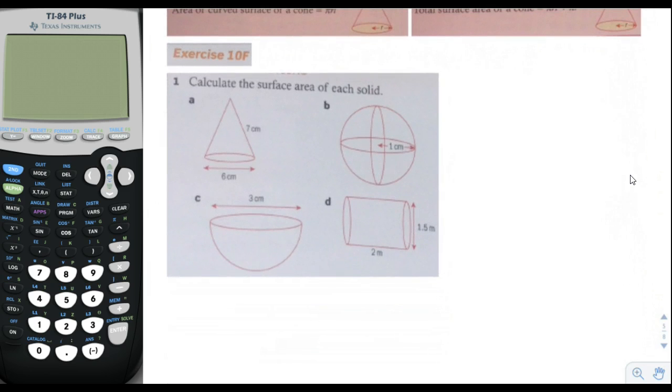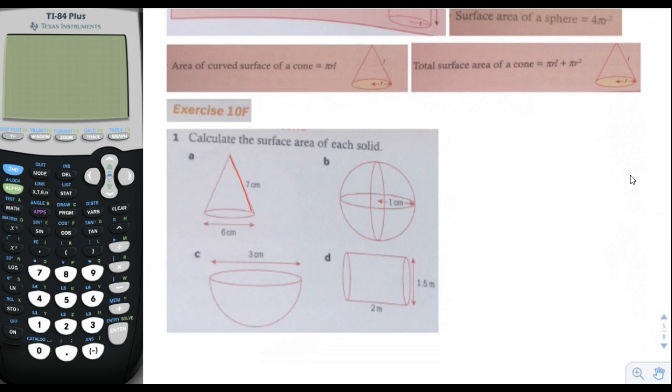10f. Calculate the surface area of each solid. So A, we have this upside down ice cream cone, and the slant height is 7 centimeters. Okay, and remember that the surface area of a cone is made up of the slanted part, right? And then it's got the base. The base is just pi r squared. The slanted part is pi r l. What is l? l is this slant height here.